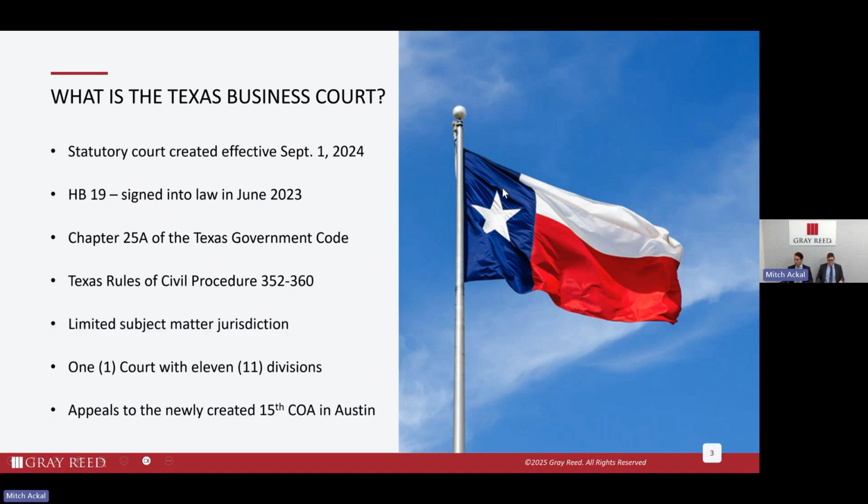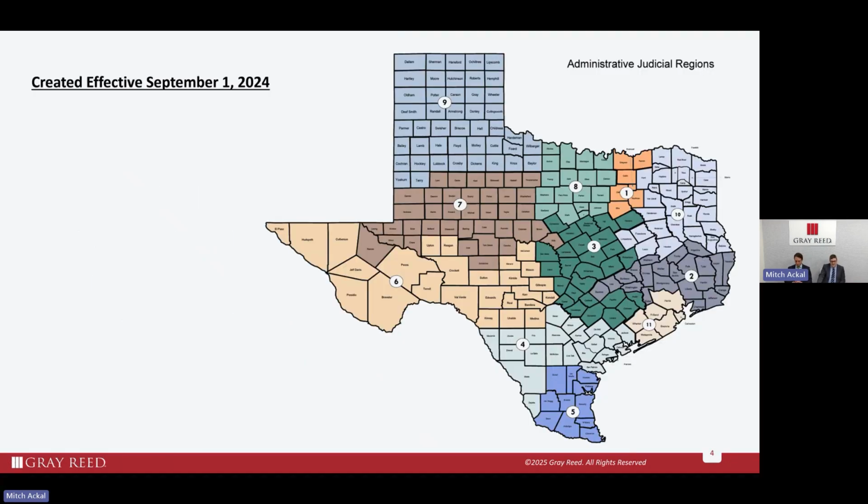This court is a court of limited subject matter jurisdiction, unlike our district courts, which have general jurisdiction. And it's really one court with 11 divisions, not 11 different courts. And then all appeals from the court and all of its divisions will go straight to the 15th Court of Appeals, which is a new Court of Appeals that has been established in Austin. And so with that, Jeremy, why don't you give us an idea of where the courts are located and what they do? Yeah, absolutely.